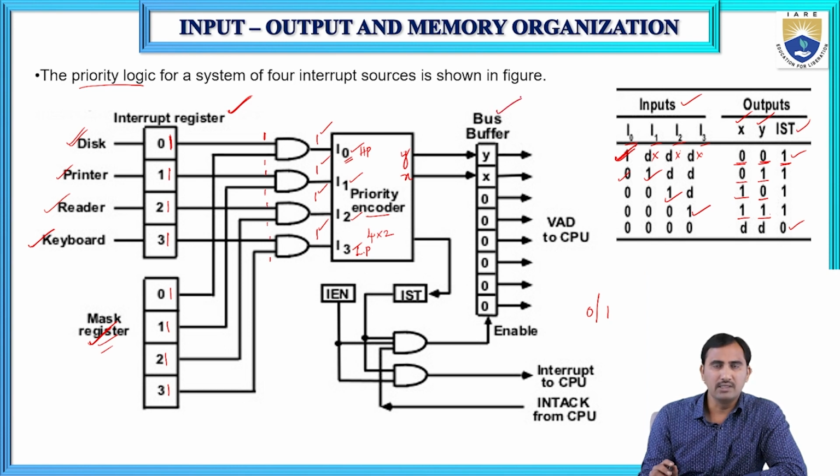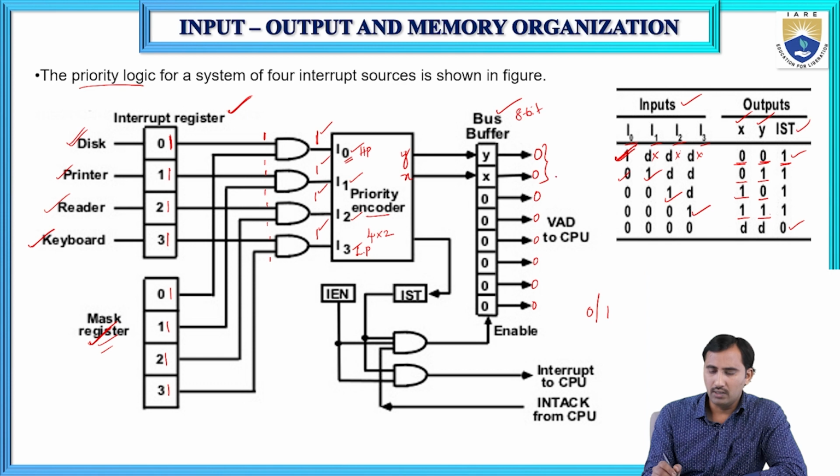And finally, the generated values will be stored in the bus buffer. This buffer is an 8-bit register. Suppose the first device generates the priority, then the x and y values are 0, 0. And these are the different values. These two x and y values will vary according to the input combinations of the priority encoder.